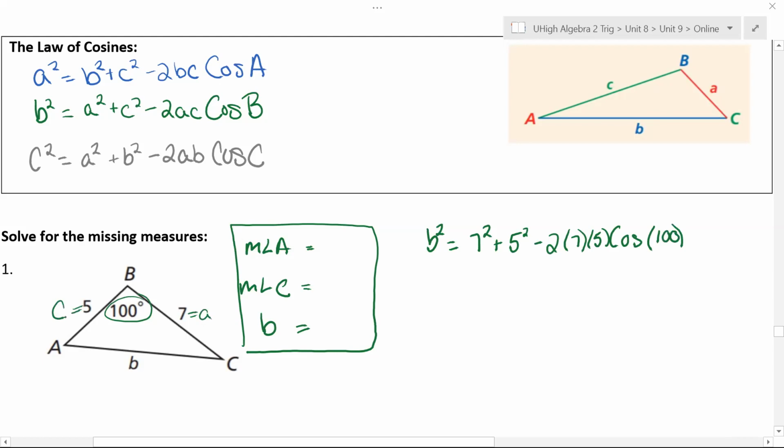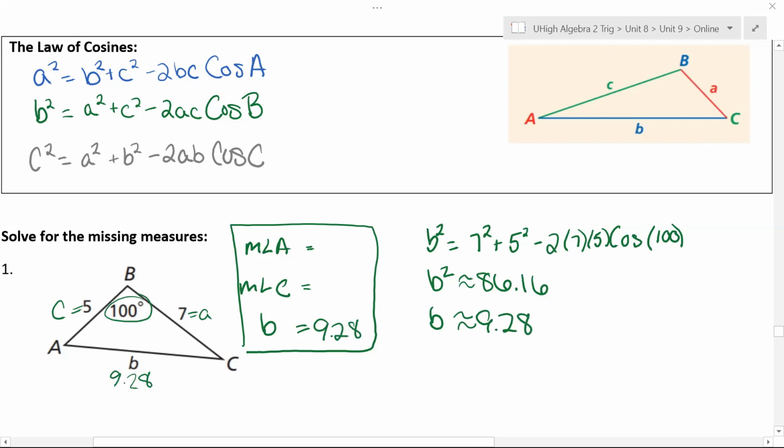So if I just type this into my calculator and I simplify it down, I get that b squared equals 86.16. I take the square root, so b is approximately 9.28. So 9.28. Okay, so now I solved for B.